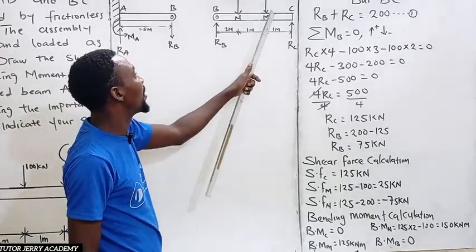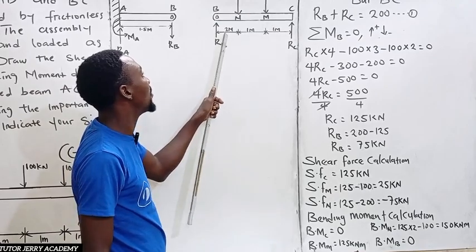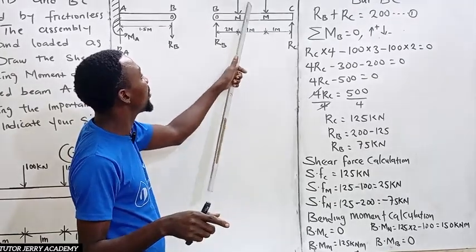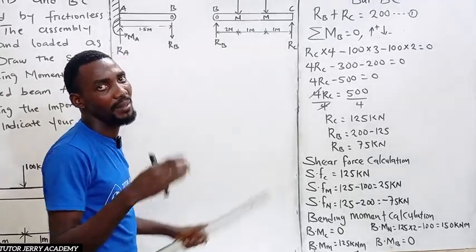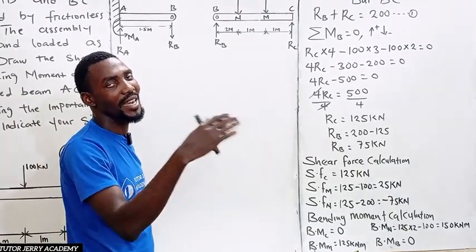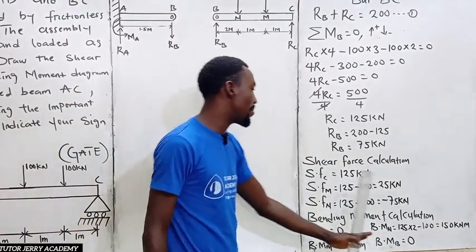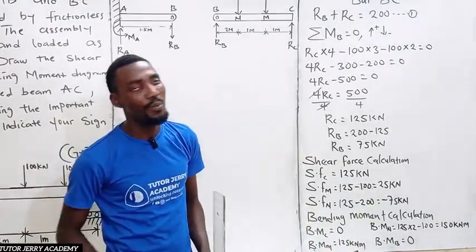So 125 multiplied by 4 is what? 500. 500 minus 100 multiplied by 3, which is 300. That is 500 minus 300. Then 100 multiplied by 2, that is 200. Minus 300 minus 200, that is minus 500. So 500 minus 500 is still 0. So it shows that the bending moment at point B is 0. I hope we understand.